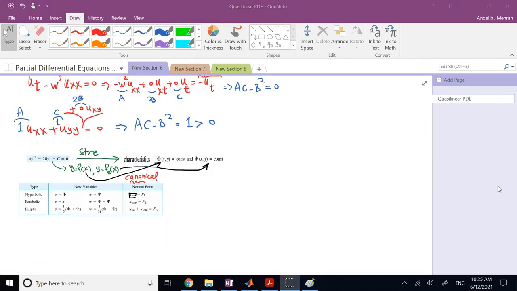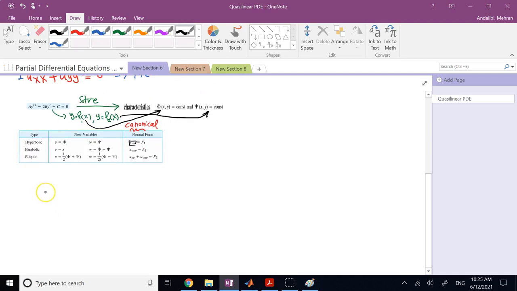And not only easier, sometimes it makes it possible, because sometimes the PDEs are written in a way that you cannot, for example, use separation of variables. So let me demonstrate that with an example. Let's say I have a PDE like this, which is UXX plus UXY minus UYY equals 0.